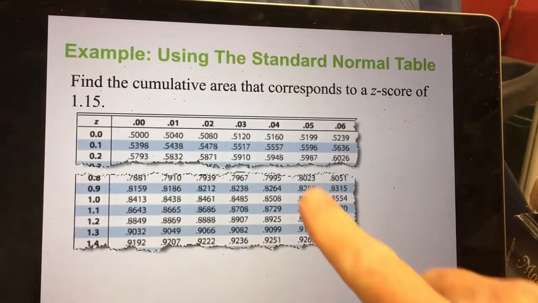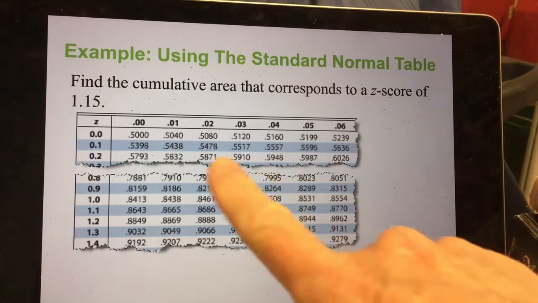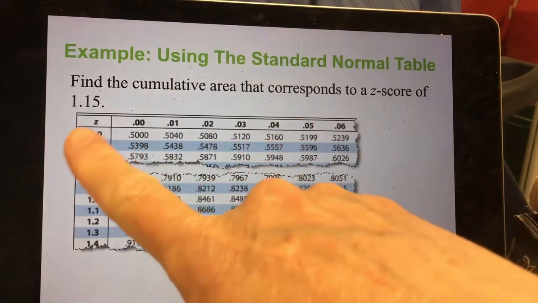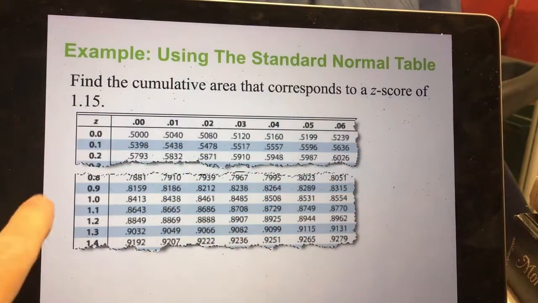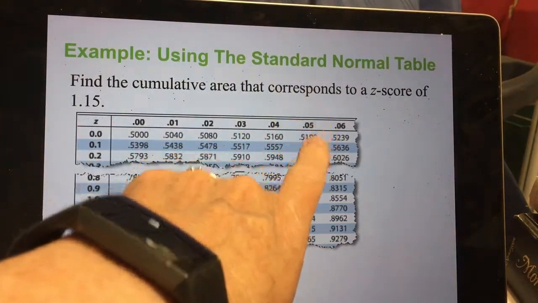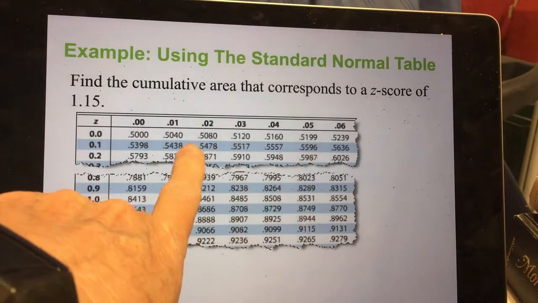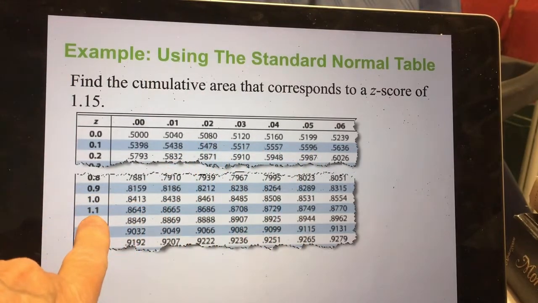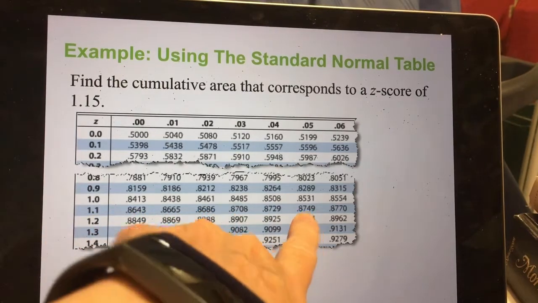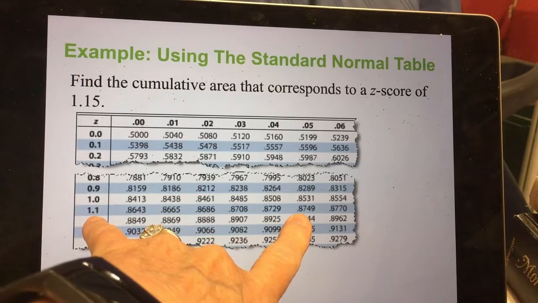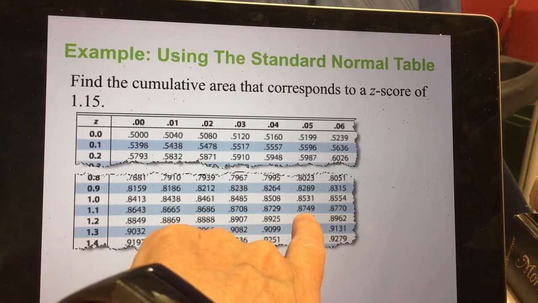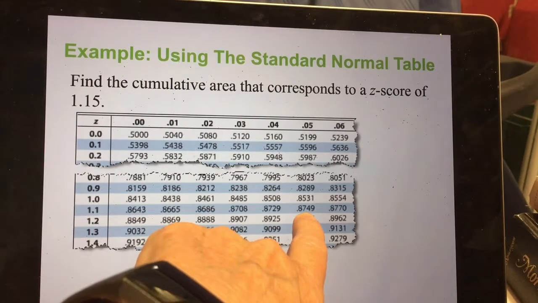All right, now we're looking at using the standard normal table a little bit more. It says find the cumulative area that corresponds to a z-score of 1.15. Here on this table we have 1, but we want 0.15, so we're going to have to go over here. 1.1, excuse me. We look at 1.1, and then go all the way over to the 0.05. Since we're on the 1.1 row and under the 0.05, that should be the probability. Remember, that's going to be to the left of that point.